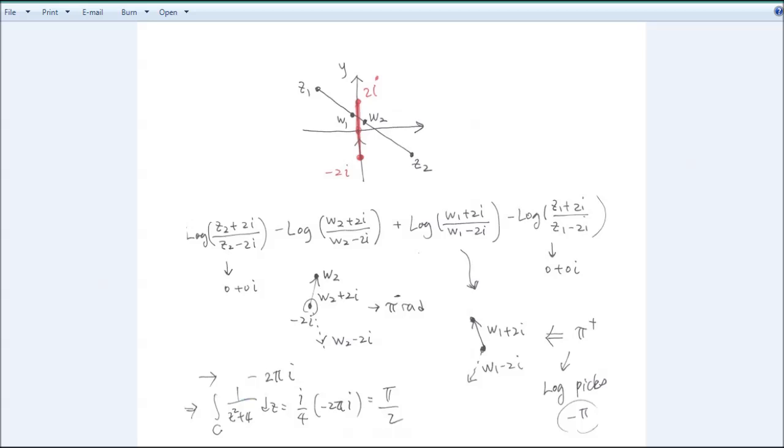Alright, that's the business. Whenever your curve hits the branch cut, and this is the interpretation.